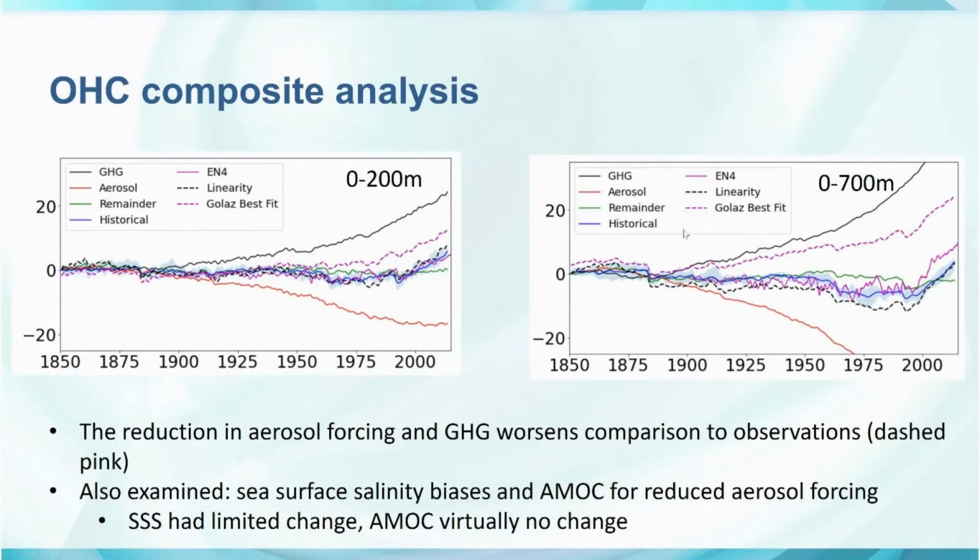If I start to tinker around with the aerosol effect and the greenhouse gas effect, the match is quite a bit worse, and it gets worse at 0 to 700, which are these dashed pink lines. Before going a little bit further, I should also mention I've repeated this analysis for sea surface salinity and for the overturning. Sea surface salinity had a few changes that emerged, but very few. It's hard to say the AMOC was sensitive at all to these reductions in aerosol forcing.